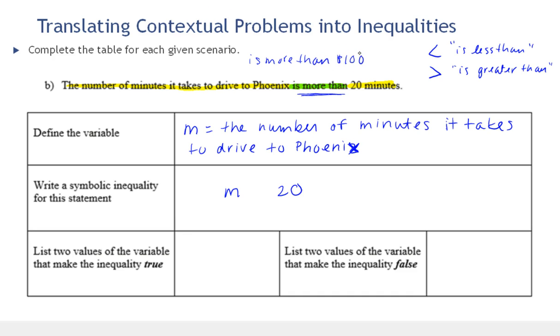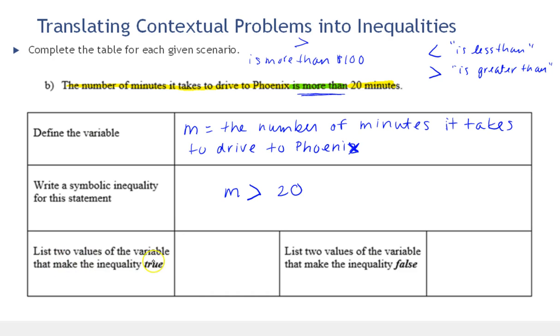$100. Your friend asks, maybe you wait tables, how much money did you make? I made more than $100. Well, that would mean that you made greater than $100, so this is going to be a greater than symbol. It also excludes the possibility that you made exactly $100, because more than means more than, not equal to. So "is more than" is actually synonymous with "is greater than." So we're going to put the symbol this way. M is greater than 20. The number of minutes it takes to drive to Phoenix is greater than 20 minutes.